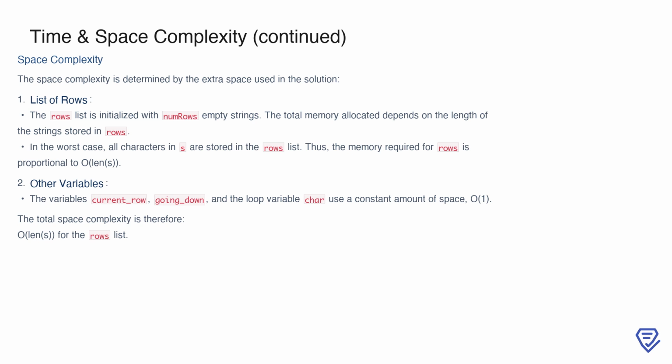Next, let's examine the space complexity of this solution. The key contributor is the rows list, which is initialized with numRows empty strings. As we process the input string, characters from S are distributed across these rows. In the worst-case scenario, every character in S will be stored in the rows list. This means the memory usage for rows is proportional to O(len(S)). Beyond the rows list, we also use a few auxiliary variables, such as current_row, going_down, and the loop variable char. These variables require a constant amount of space, or O(1). Therefore, the total space complexity of this solution is O(len(S)), dominated by the memory needed to store the rows.